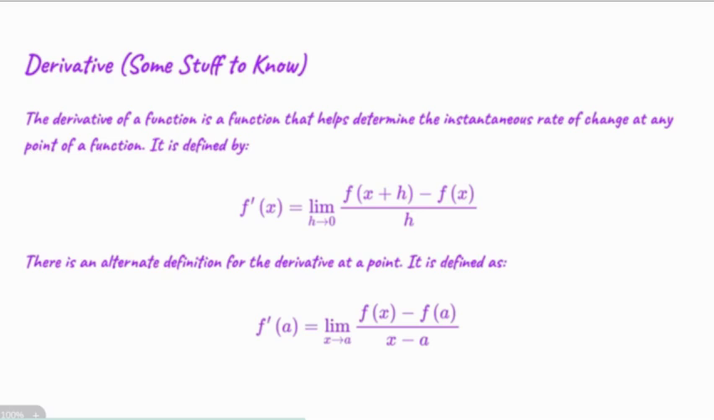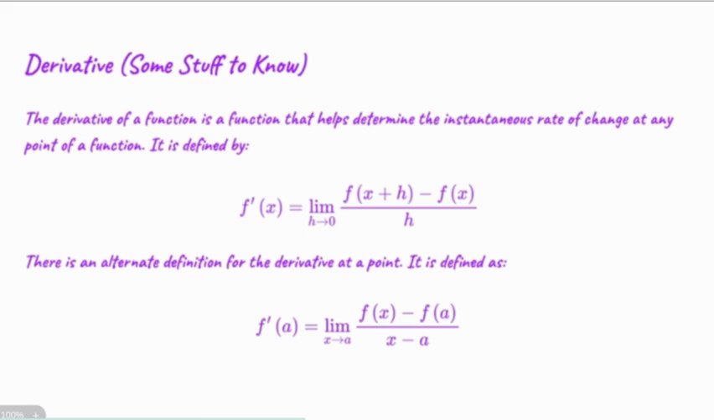The derivative of a function is a function that helps determine the instantaneous rate of change at any point of a function. So if you reflect on what we just went over, when we use the limit process that we've been using, we're only finding a single slope of a tangent line at a single point. What the derivative does is a function that helps us determine the instantaneous change at any point.